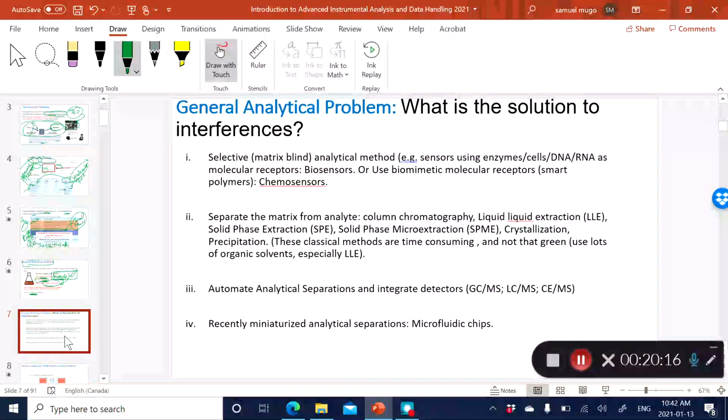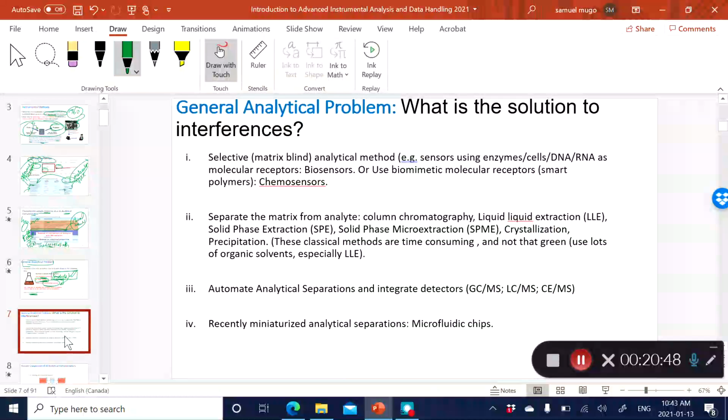So how do we address this general analytical problem of matrix interferences in sample analysis or in chemical analysis? What's the solution to interfering species? Now, there are a couple of different things that you can do. You can select an analytical method that's already developed, or, as you will be doing in the research projects, develop an analytical method yourself.